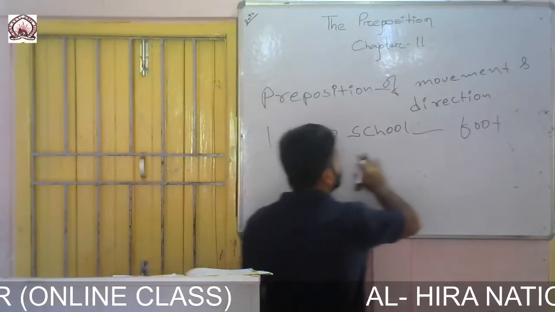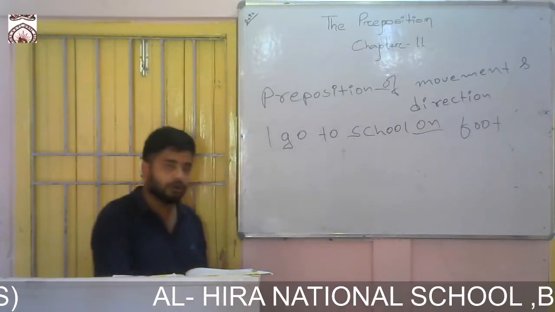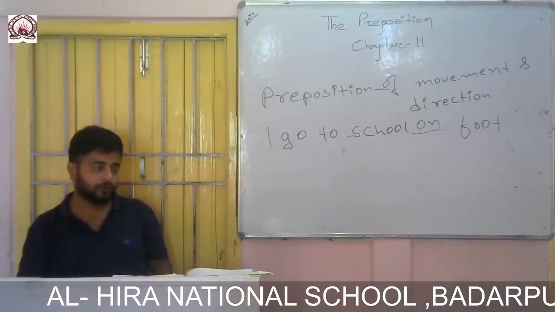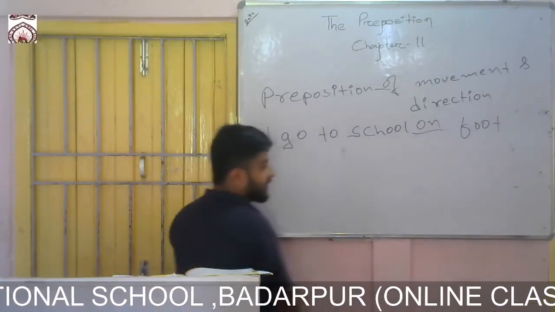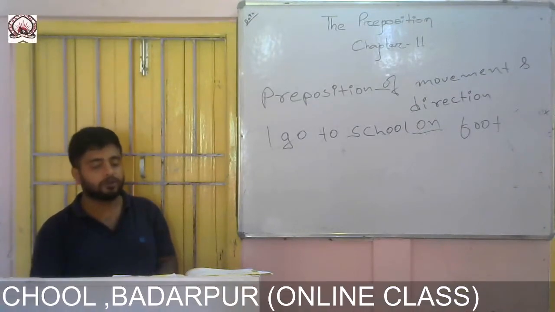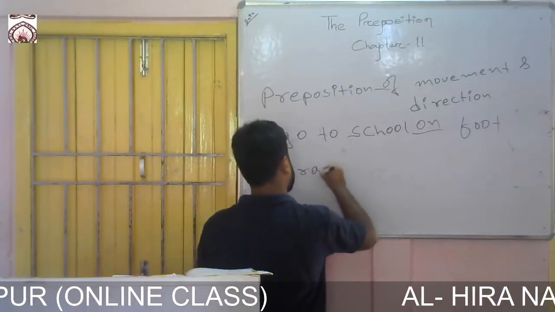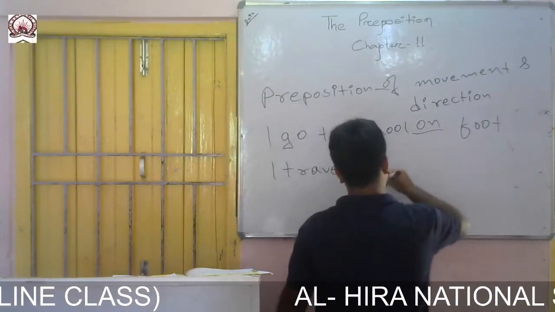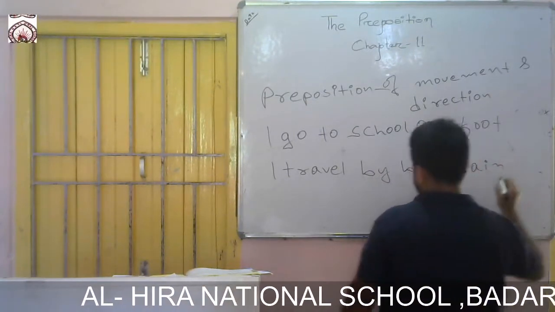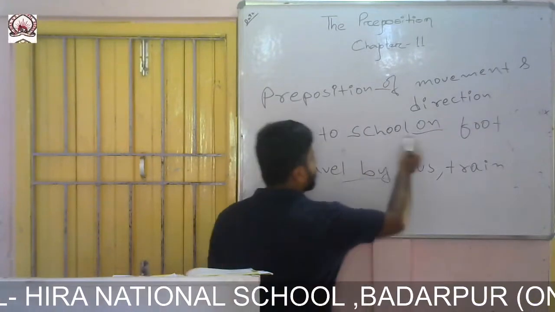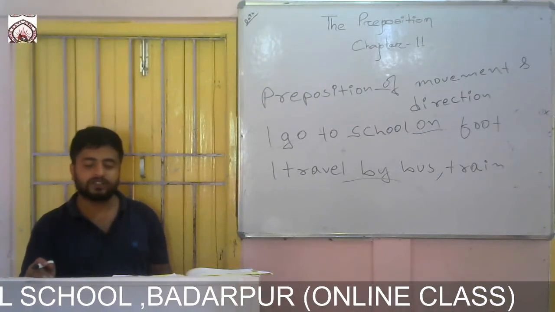So remember that I go to school will always be on foot. I go to school on foot. And if we travel by bus or train, then what do we have to use? For example, I travel by bus, train. So if we travel, we have to use by. I travel by bus, I traveled by train. You can use it like this.